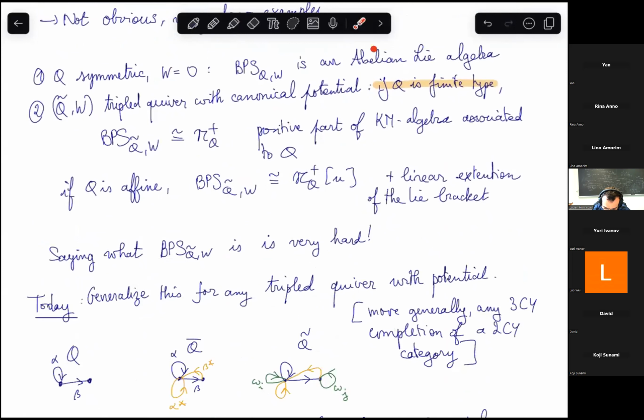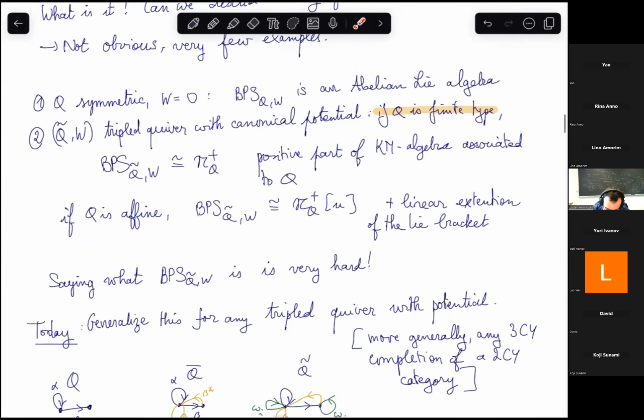At the same time, it's interesting, but it's also boring. So Abelian in the graded sense, or what? Abelian in the graded sense, yeah. So it's a super Lie bracket, and everything has to be understood as Z-graded.